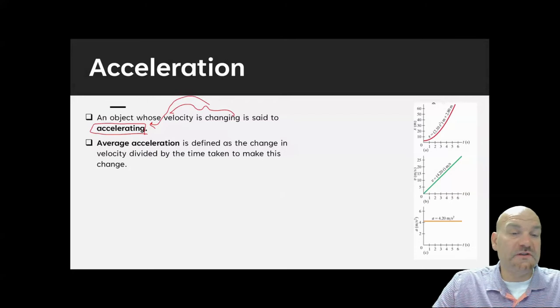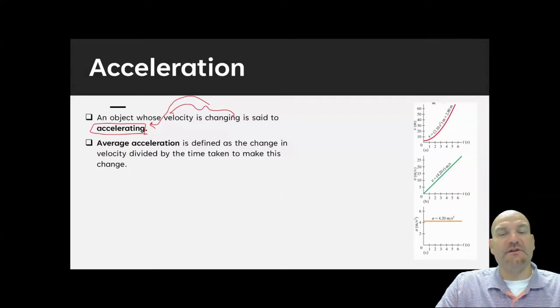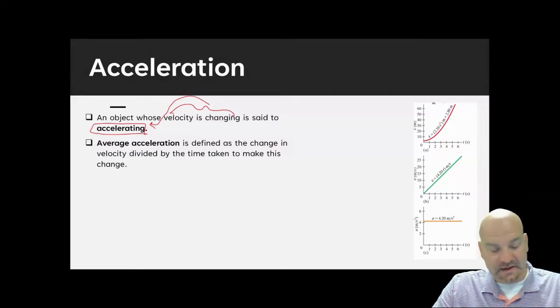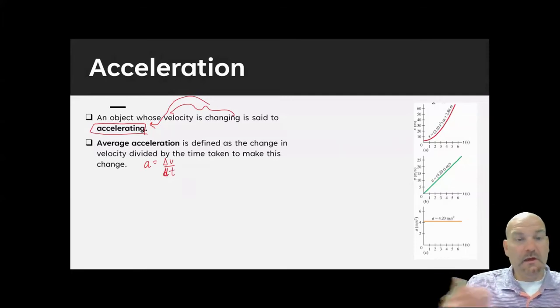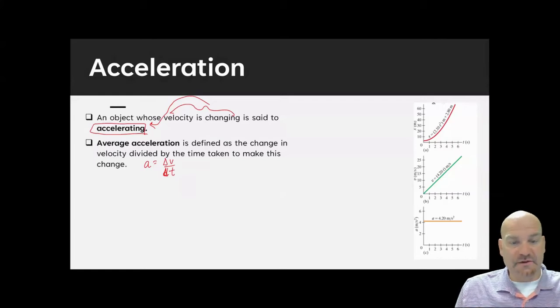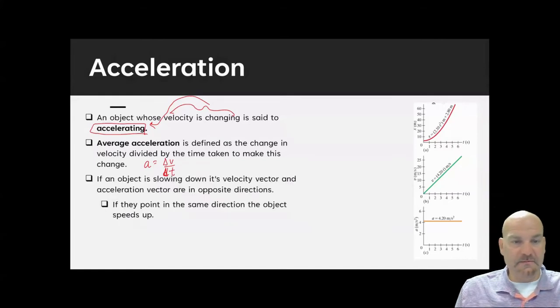Now, most of the time, we'll just simply talk about the average acceleration. The average acceleration is defined as the change in velocity divided by the time taken to make this change. So we're going to say a equals delta v over delta t. Just like velocity was change in position over time, average acceleration is change in velocity over time.